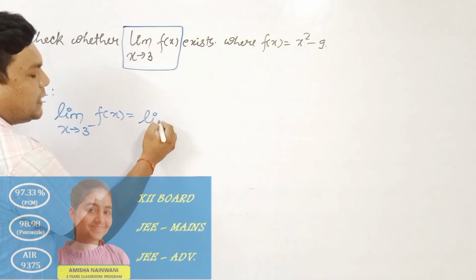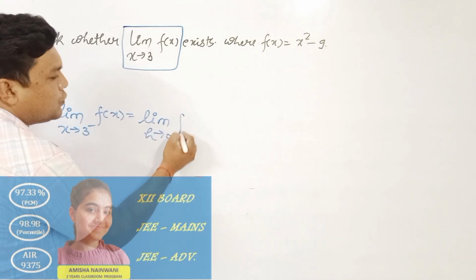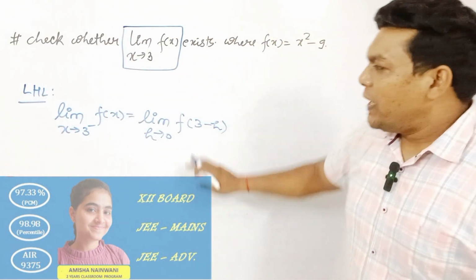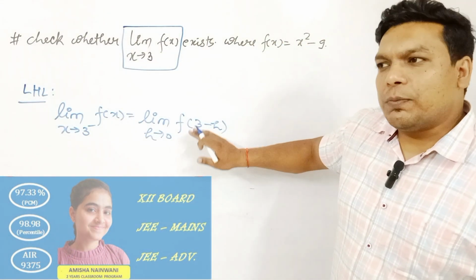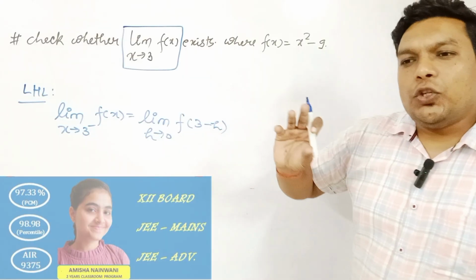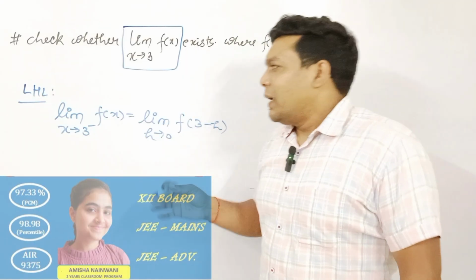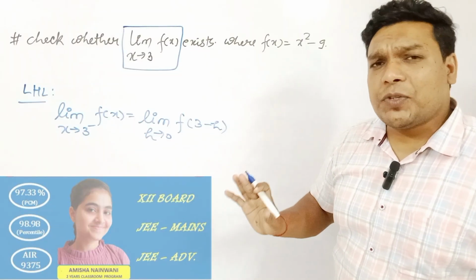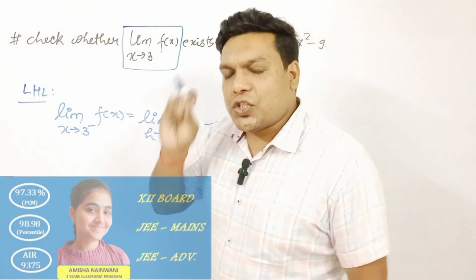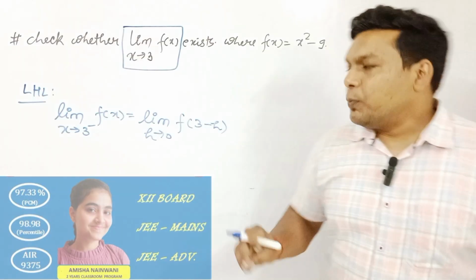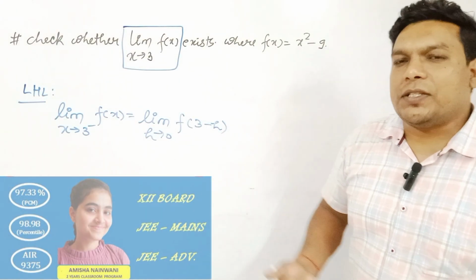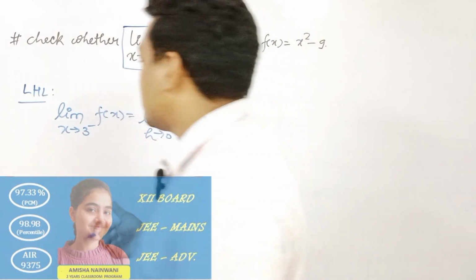And what is it? Limit h tends to 0, f of 3 minus h, according to the formula. When you introduce the concept of h, it makes your calculation easy when you have some typical problem. Otherwise you can also not use h, it is also acceptable, but then you have to use your extra brain to solve the question. But if you use h, the question will be solved very easily. So that's why we are using the concept of h.